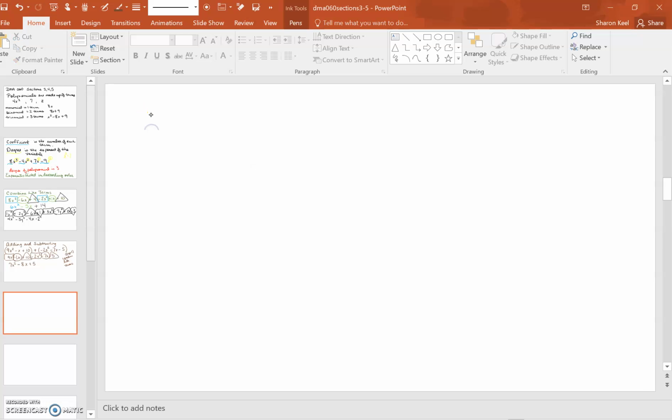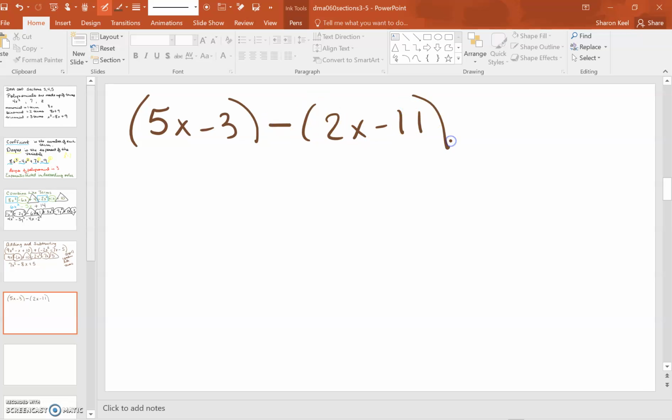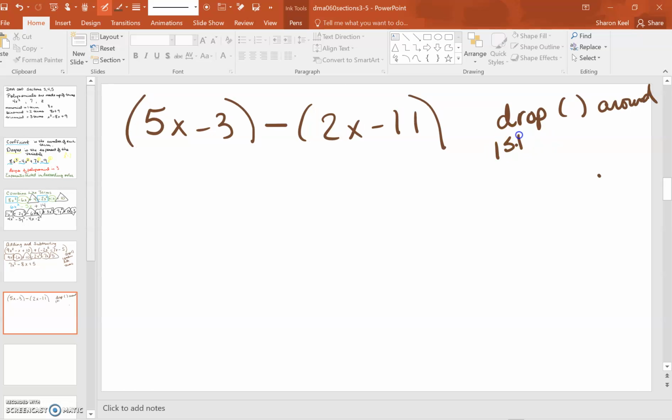Okay, let's say we have 5x minus 3 minus 2x minus 11. When it is subtraction, you're going to drop parenthesis around the first binomial. Or it could be a trinomial, whatever you have in the parenthesis. So this is just 5x minus 3.